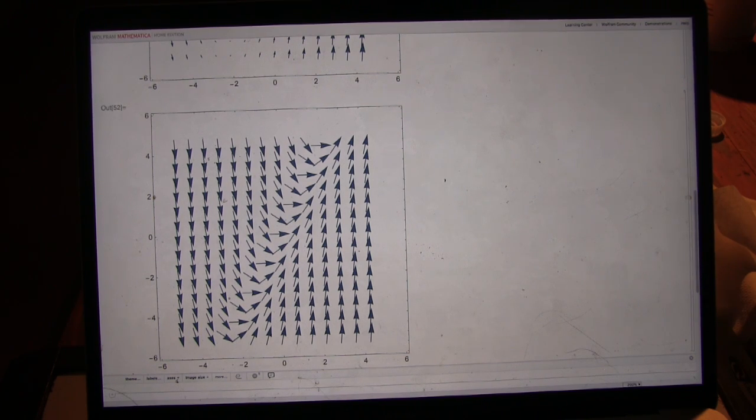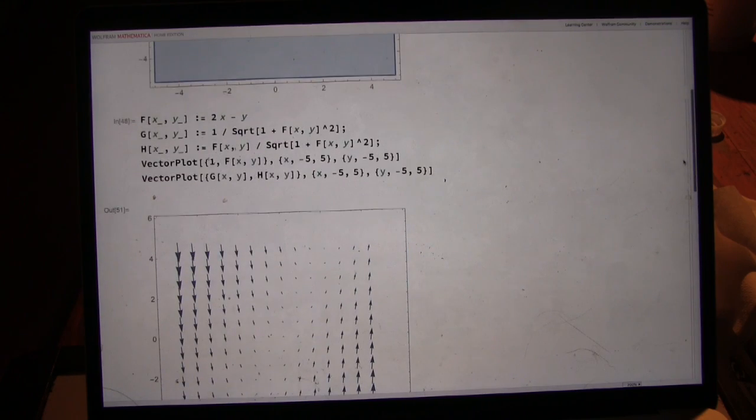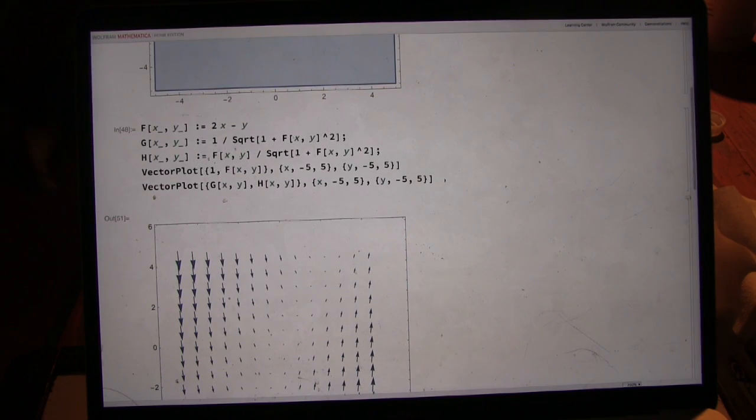Okay, so that was a really fun one to look at. So now you pick one. Alright, let's do, how about 3 to the x? 3 to the x, okay. 3 to the x minus 2 to the y. Minus 2 to the y.